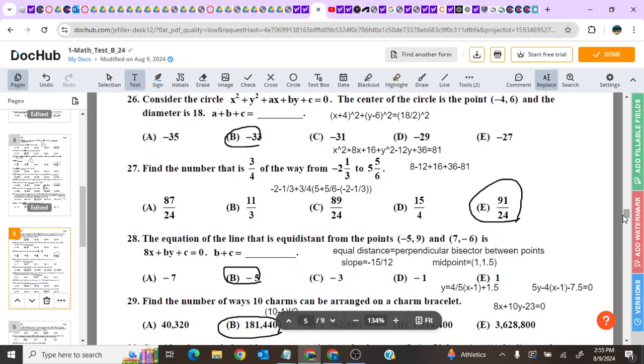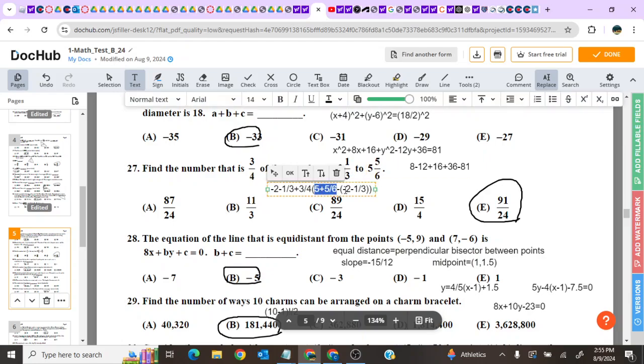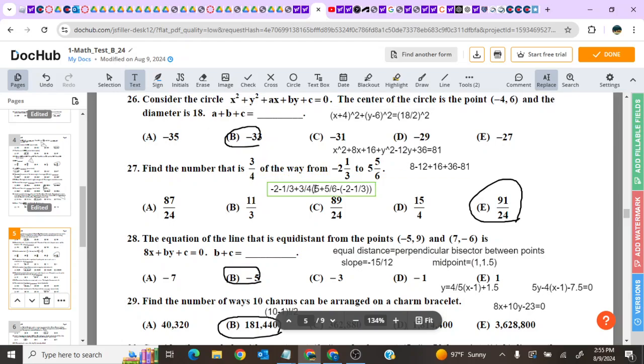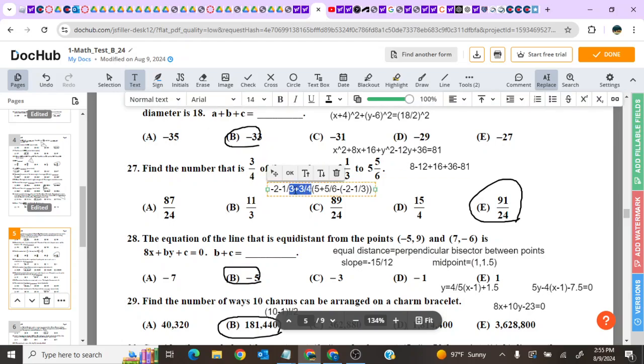Find a number that is 3/4 of the way from -2 1/3 to 5 5/6. Well, first off, we're going to start at -2 1/3, and we need to go 3/4 of the way. So we need to go 3/4 of the distance between this number and that number, which is done by subtracting the smaller number from the bigger number. So 5 plus 5/6 minus -2 1/3. Multiply that by 3/4 and add it to the original smaller value, and you get 91/24.